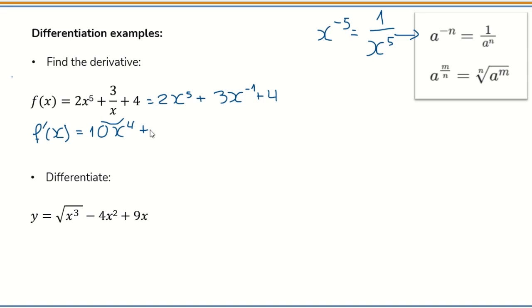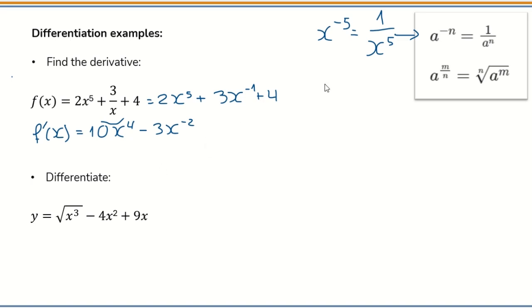plus 3 times minus 1, which is minus 3, which means that it's not going to be plus, it's going to be minus 3x to the power of minus 1 is minus 2, plus 0, because this is a constant. If we differentiate a constant, the result is 0. So this is the answer.